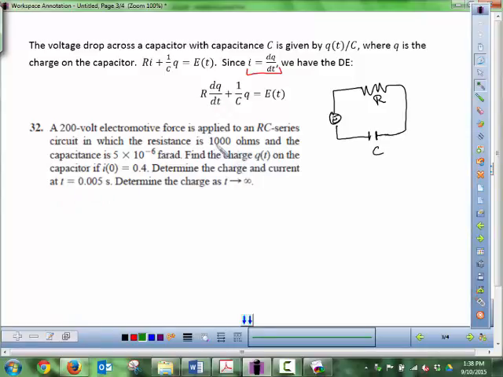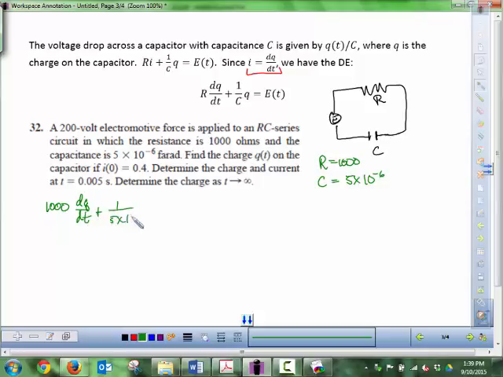So let's see what happens. R is equal to 1,000, and then the C is 5 times 10 to the negative 6th. So let's see if we can work this out. We have 1,000 dq dt plus 1 over 5 times 10 to the negative 6th times q is equal to the constant 200.